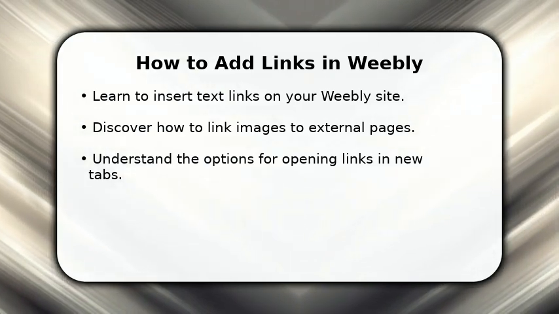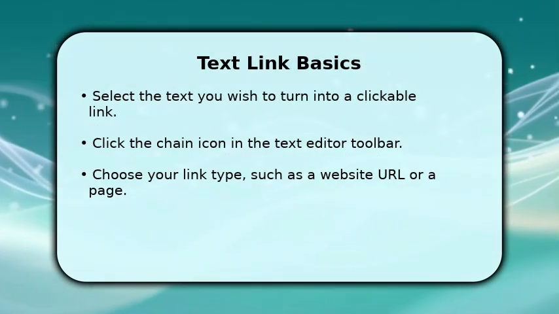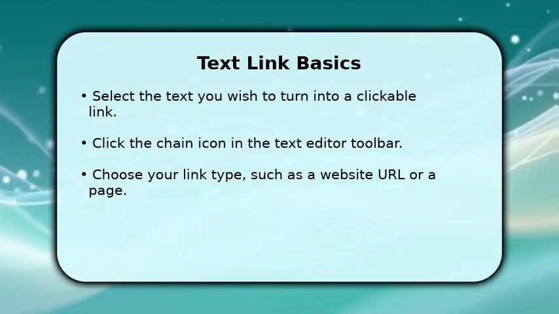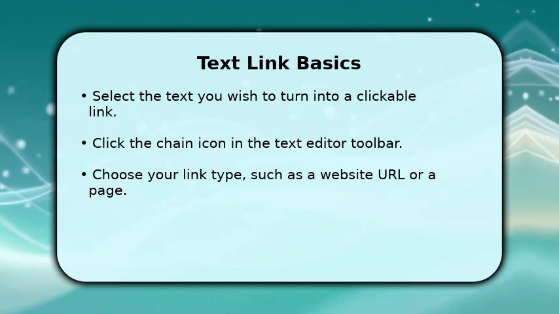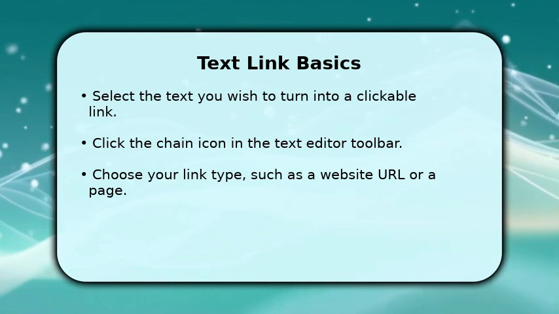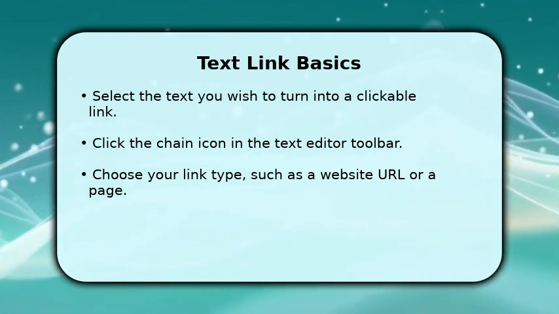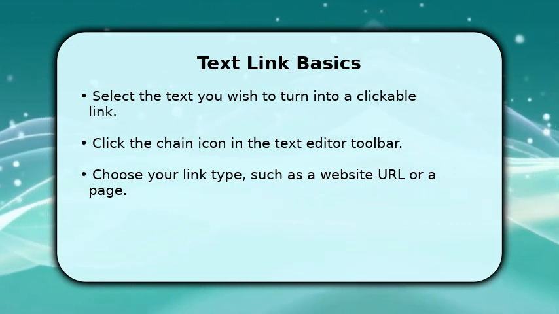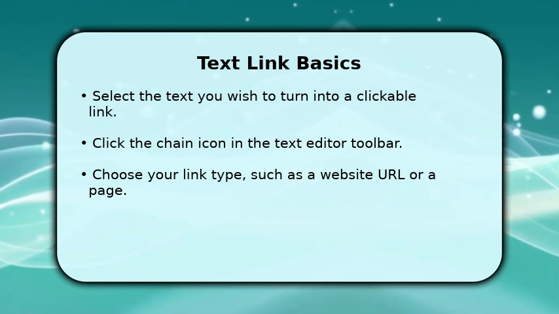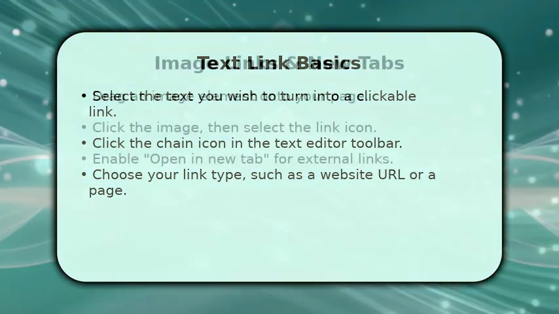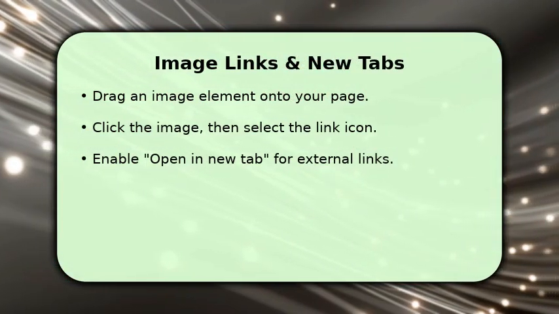to external resources. To add a text link, simply highlight the words you want to make clickable. Then, look for the chain icon in the text editor toolbar and click it. A pop-up will appear, allowing you to choose whether to link to an external website, another page on your Weebly site, a file, or even an email address. It's a straightforward process. Linking an image is just as easy.